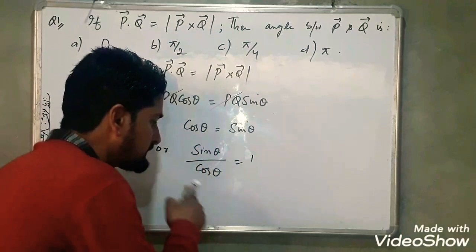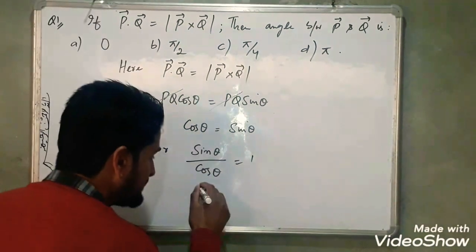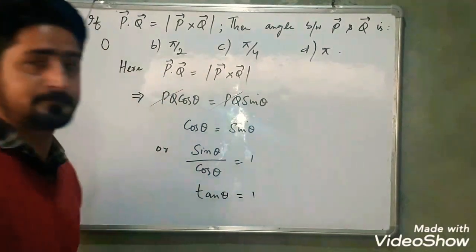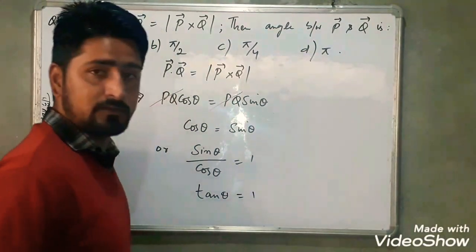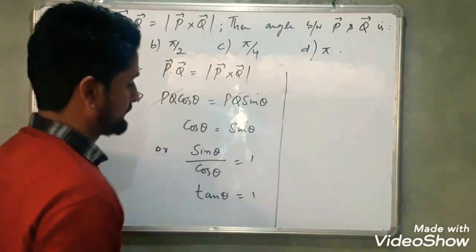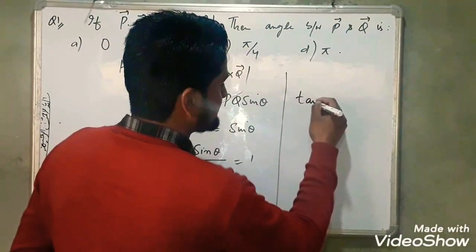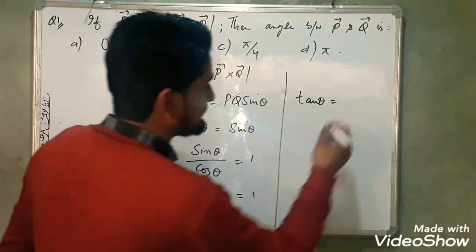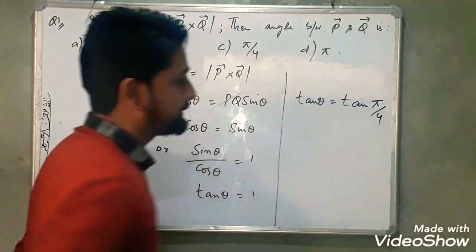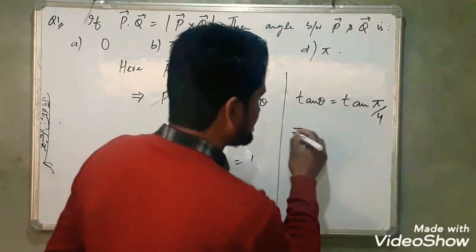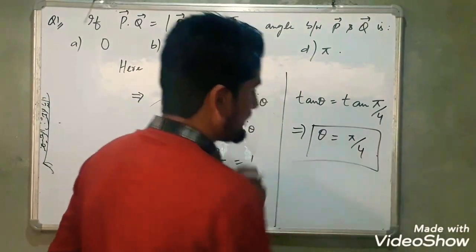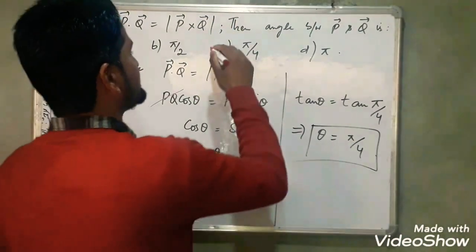What is sine by cos? The ratio of sine and cos is always equal to tan theta, equal to 1. When tan is equal to 1, the angle is 45 degrees, which is pi by 4. So instead of tan theta equal to 1, we can write tan of 45 degree or tan of pi by 4. This implies theta is equal to pi by 4. So our option C is the correct one.